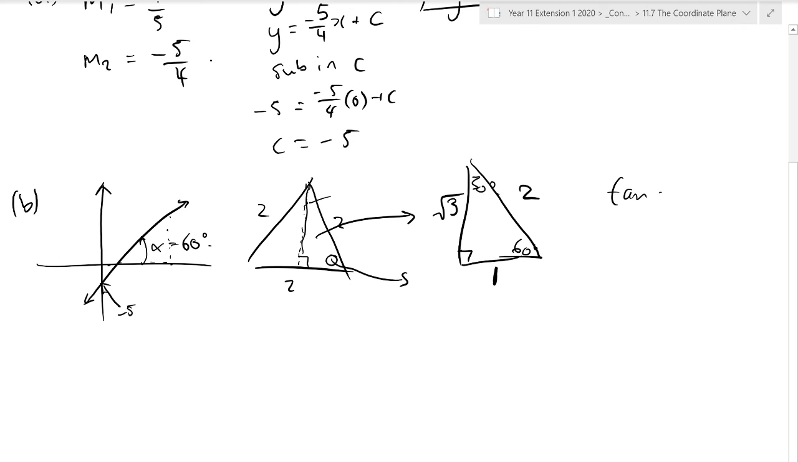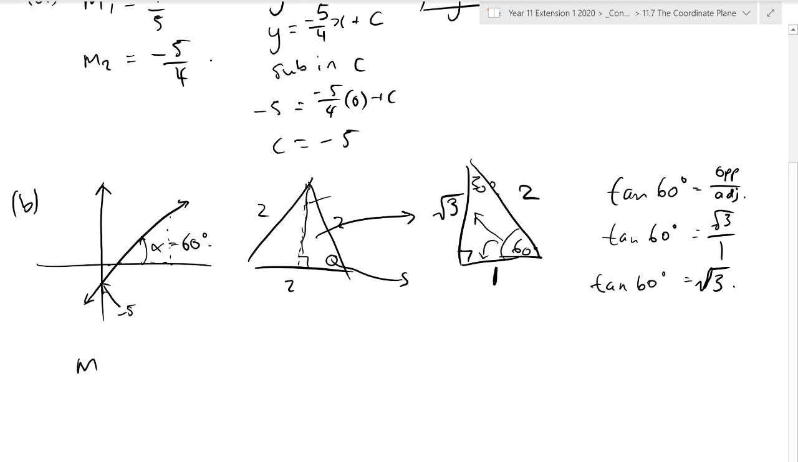So using tan, tan of 60 degrees is equal to the opposite over the adjacent. So we use our 60 degrees down here. My opposite is root 3. My adjacent is equal to 1. So tan of 60 degrees is equal to the square root of 3. So my gradient, remember from the other day, m is just equal to tan alpha, or tan whatever you want to call it. So we've got tan of 60 degrees equal to root 3, so therefore m must be equal to root 3.